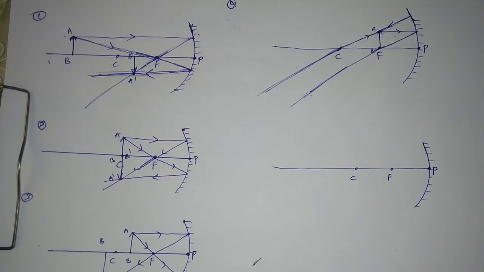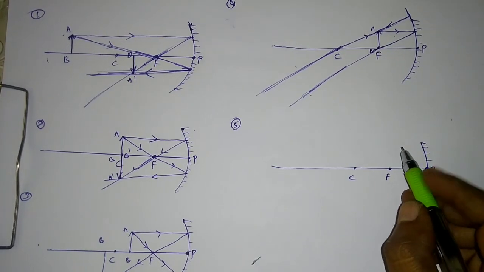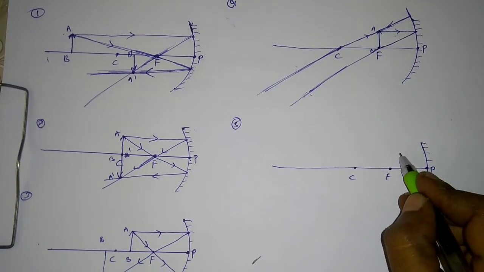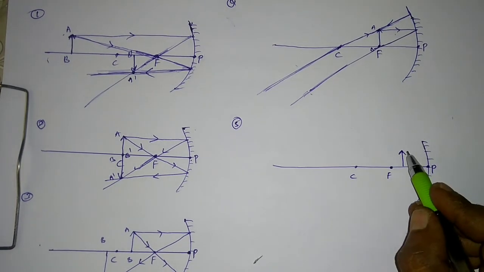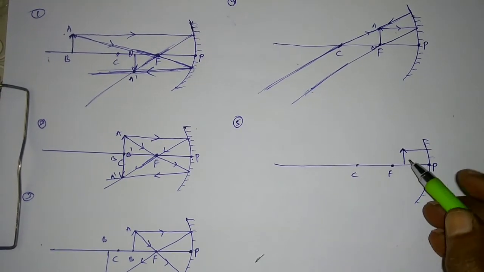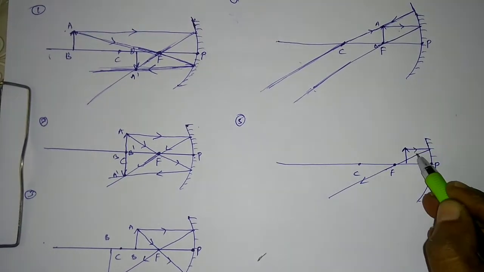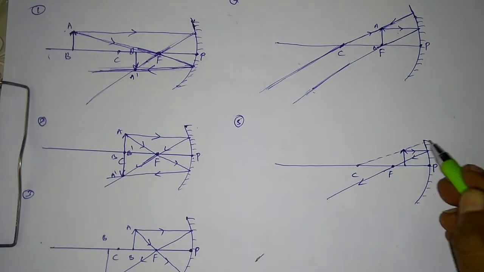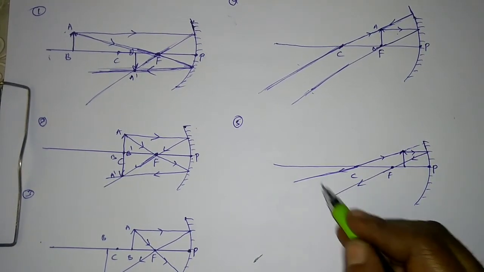Now the fifth condition: if the object is in between the focus point F and the pole P, then what is the output? Here is an object, let us say, in between F and P. The same conditions, the first and third, you can apply here. Whenever a ray is parallel to the principal axis, it will pass through the focus point as usual. Another ray should be considered which is passing through the center of curvature, like this. It will be reflected back.